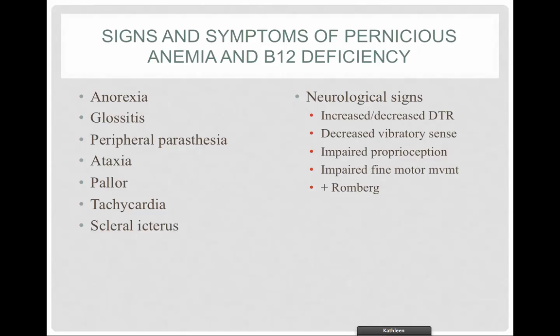Glossitis is an inflammation of the tongue that causes it to swell in size, and that can be really nasty. Other findings include anorexia, peripheral paresthesia, ataxia, trouble walking, tachycardia, and scleral icterus, which is when the sclera of the eye is yellow, the presence of jaundice seen in the eye.